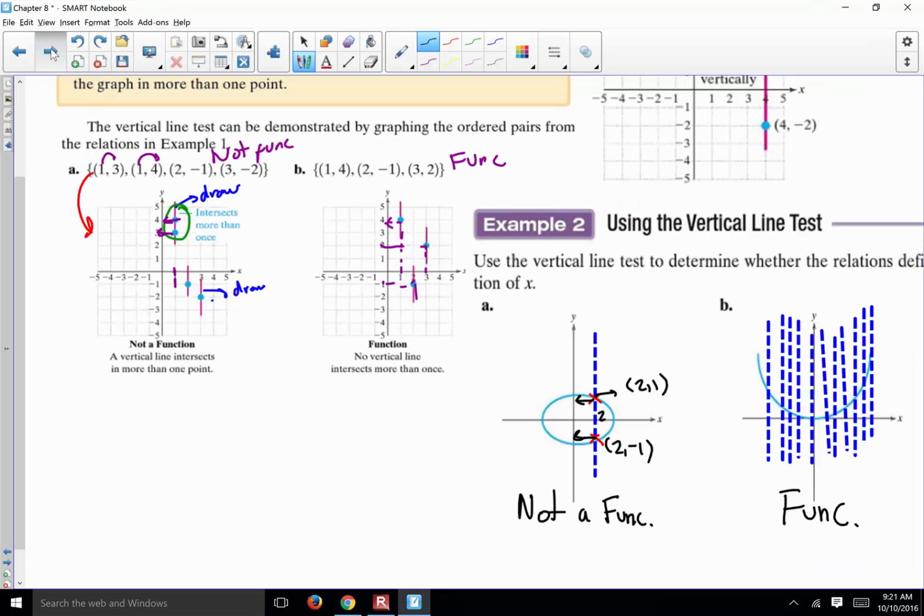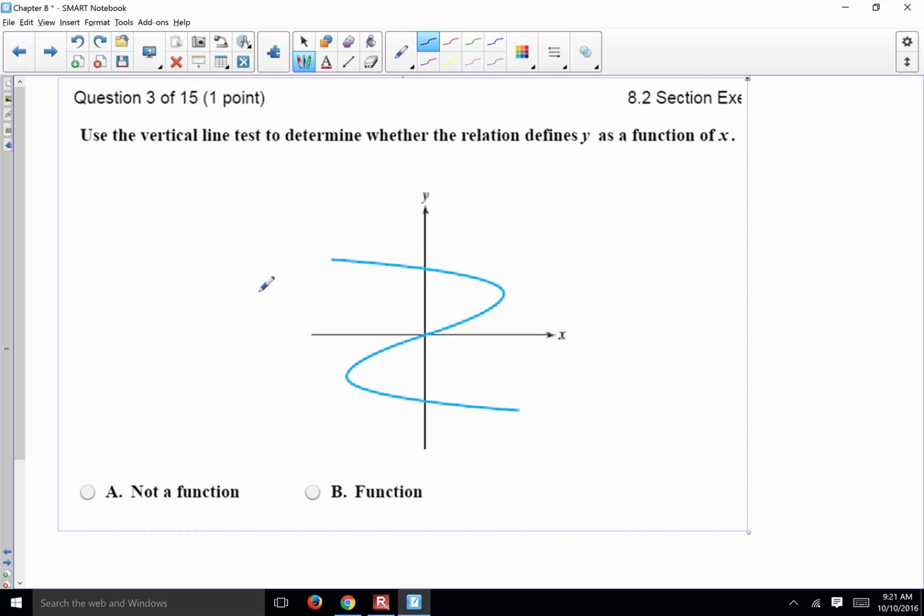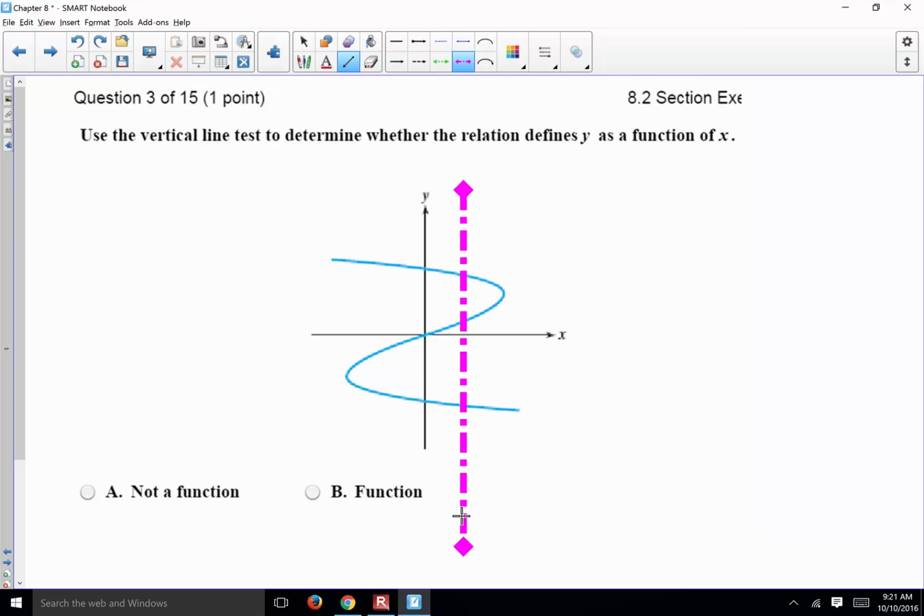Alright, here is our problem. Function or not? Obviously no, because here we go. How many crossings do you make? This time even 3. So it's not a function. Okay? We good? Questions?